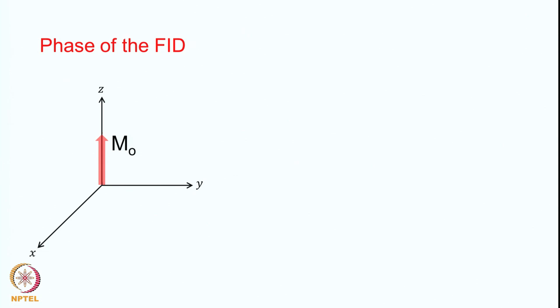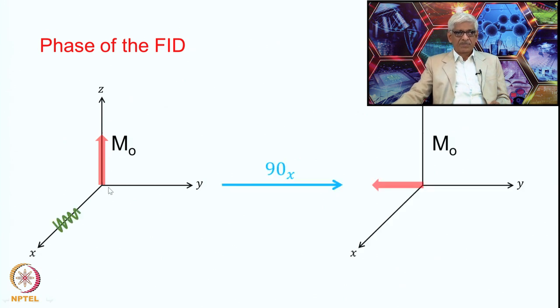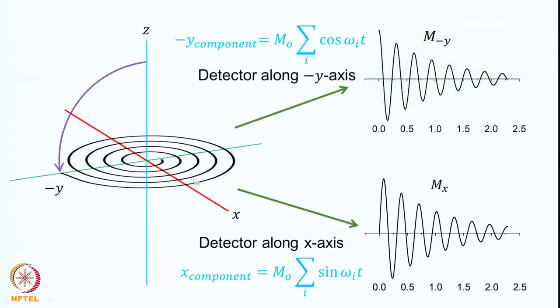Okay, now what happens as a consequence of this? Let us begin looking at the generation of the FID once more. We have the initial magnetization along the Z axis, equilibrium magnetization, and now you apply a 90 degree pulse along the X axis. So, as I said before, the 90 X pulse rotates the magnetization to the minus Y axis. Okay. And after that you collect the FID. Now the magnetization is recovering back to equilibrium by rotating in a spiral way, and eventually it will reach the Z axis.